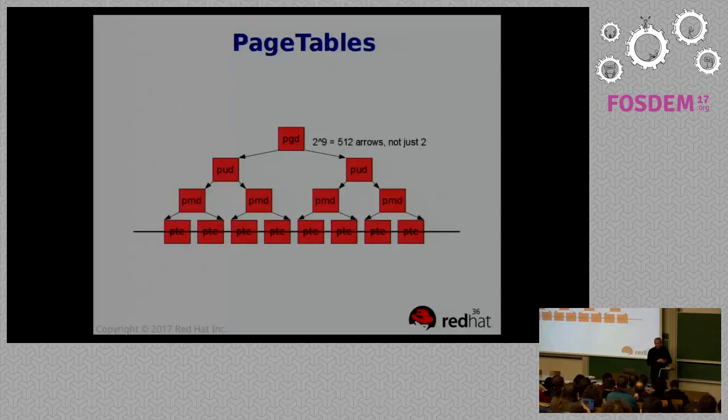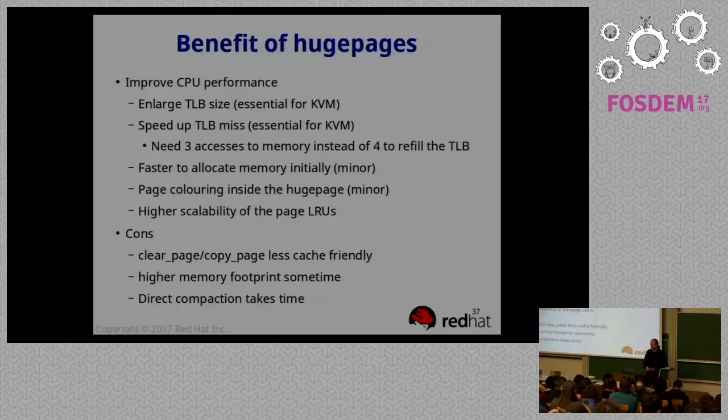The whole point of transparent huge pages is to drop a layer of the page table. At least that's the way it does it in the x86 architecture. In other architectures, it's a bit different. But still, the whole point is to make the TLB miss faster. So it means when you access the memory, it's going to run faster. So it's like speeding up the computation of your CPU. And the benefit of huge pages is especially visible in virtualization environments. We'll see in the next slide why.